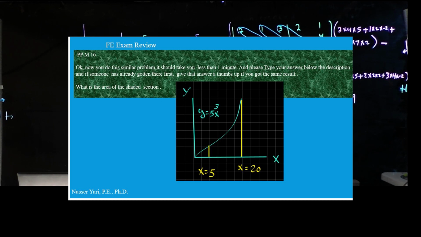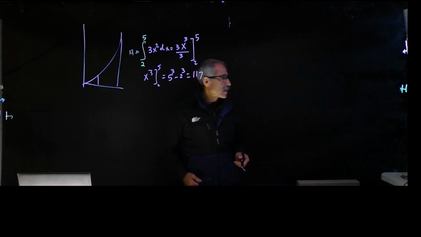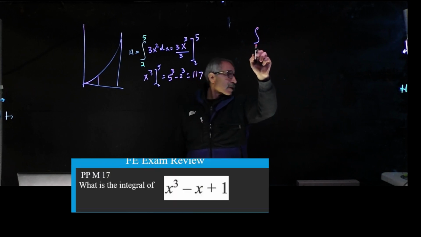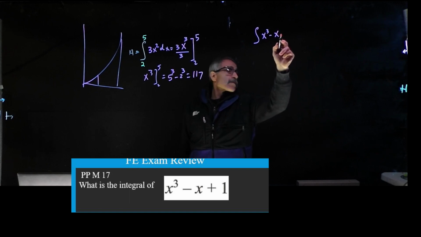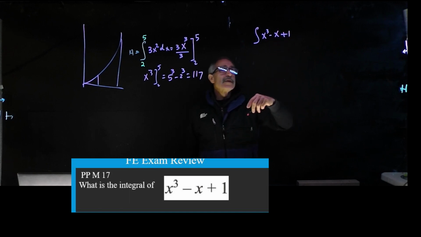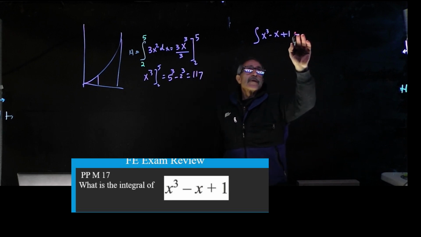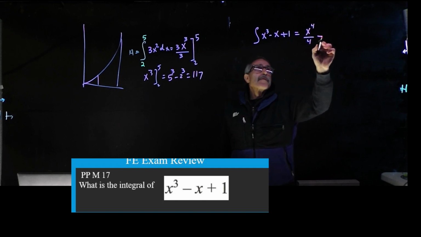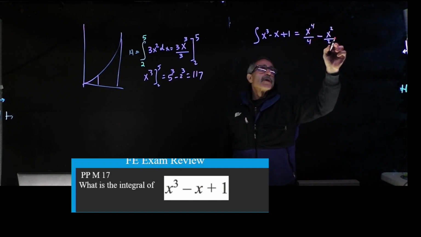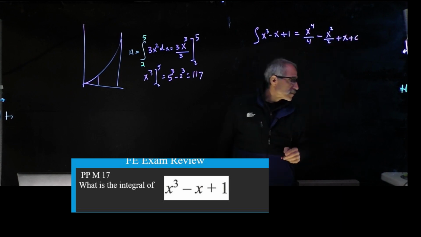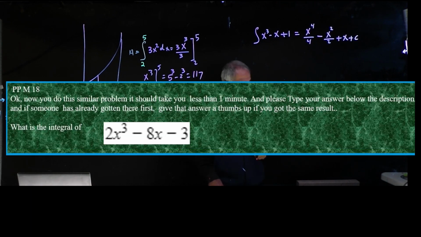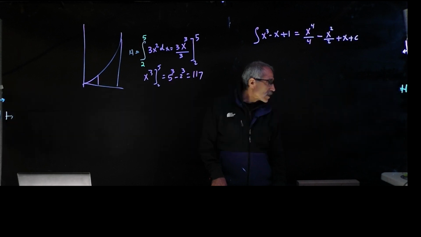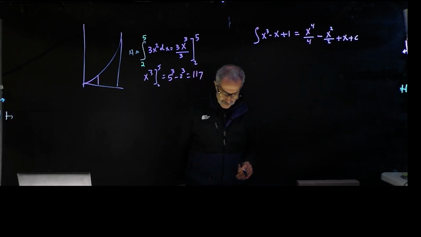It should take you less than 20 seconds. Integration of that, again, is easy. It's x cubed minus x plus 1. You do a lot of these. Practice, practice, because there will be some of these questions on the exam. So that's going to be x to the power 4 divided by 4, minus x to the power 2 divided by 2, plus x plus c. You try the next one, and I do the next one.